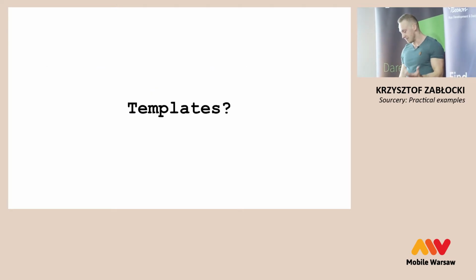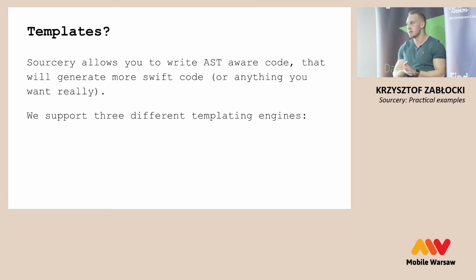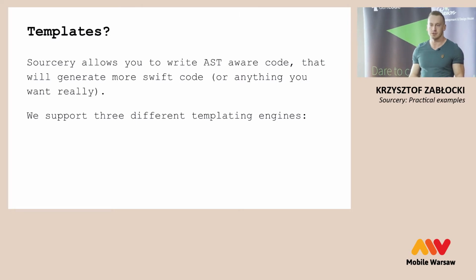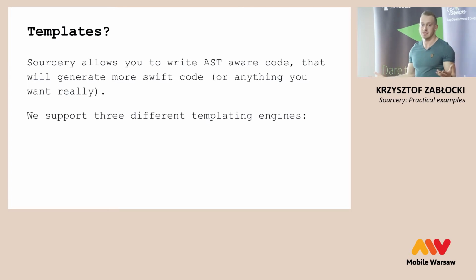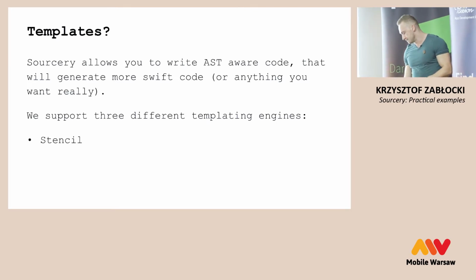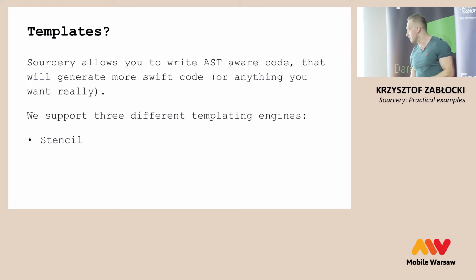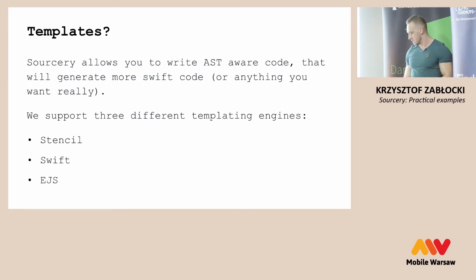And so what are templates? Templates are basically the same way as you have with HTML or other web languages, where you can render pages. This is what templates do in Sourcery as well. So you have your AST information for each of the template languages. We support 3 different template languages right now, and you can basically just print strings. That is basically what templates mean. And so what are the templating languages we have? Stencil is one of them, Swift, which is our custom one, and then there is EJS.